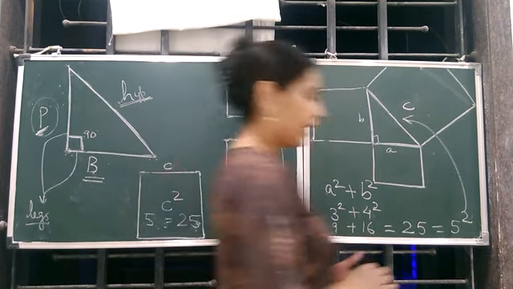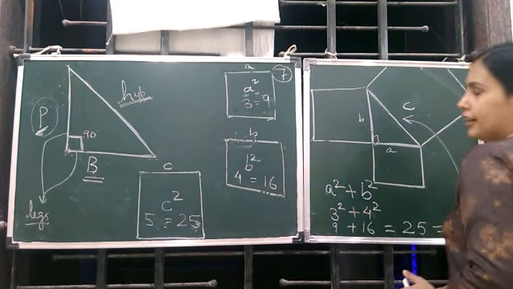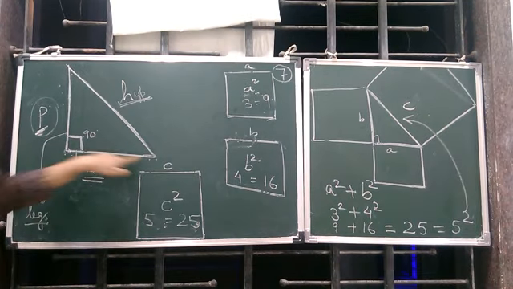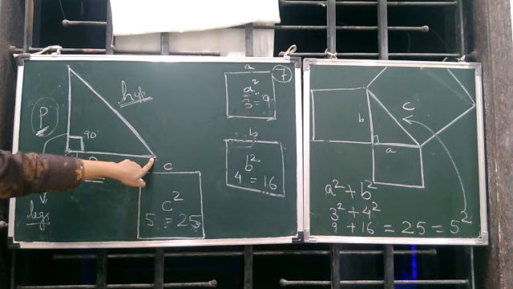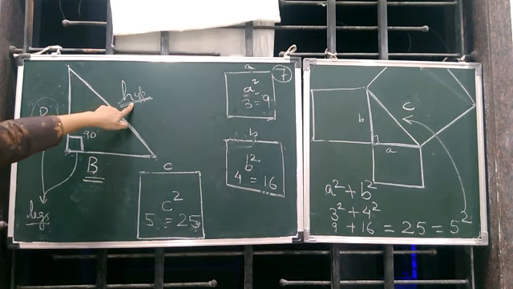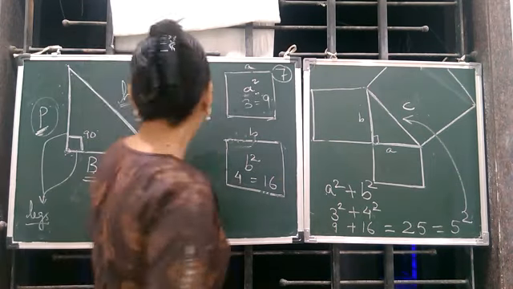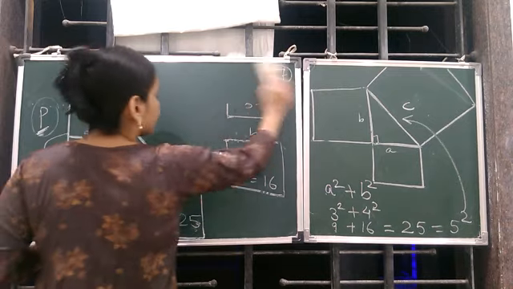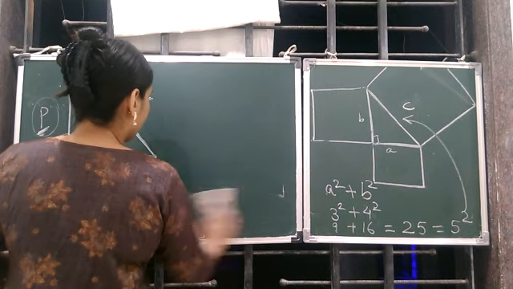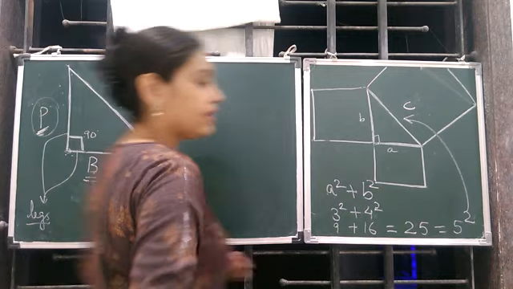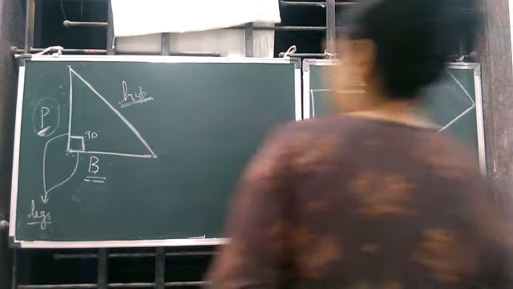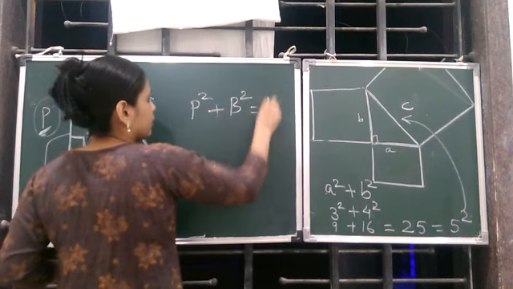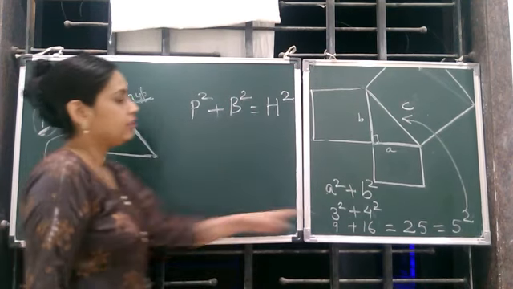So what do you find? In a right triangle, the sum of squares of the perpendicular and the base is always equal to the square of the hypotenuse. That is, P square plus B square is always equal to H square. I will repeat once again. P square plus B square, perpendicular का square और base का square is always equal to the hypotenuse का square.